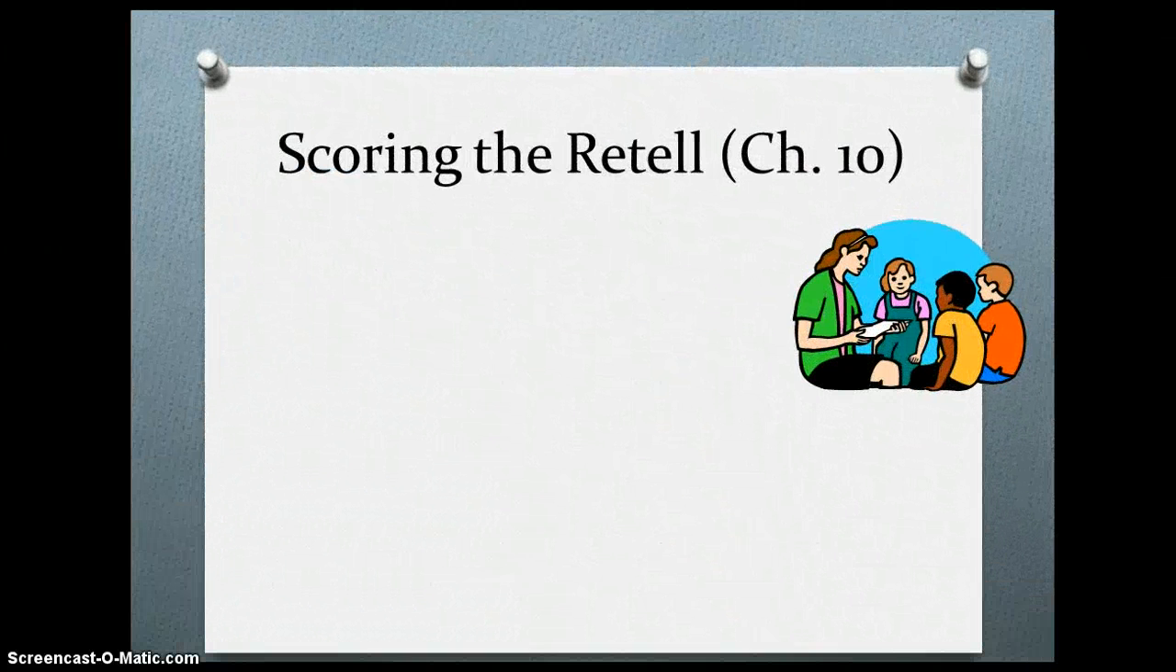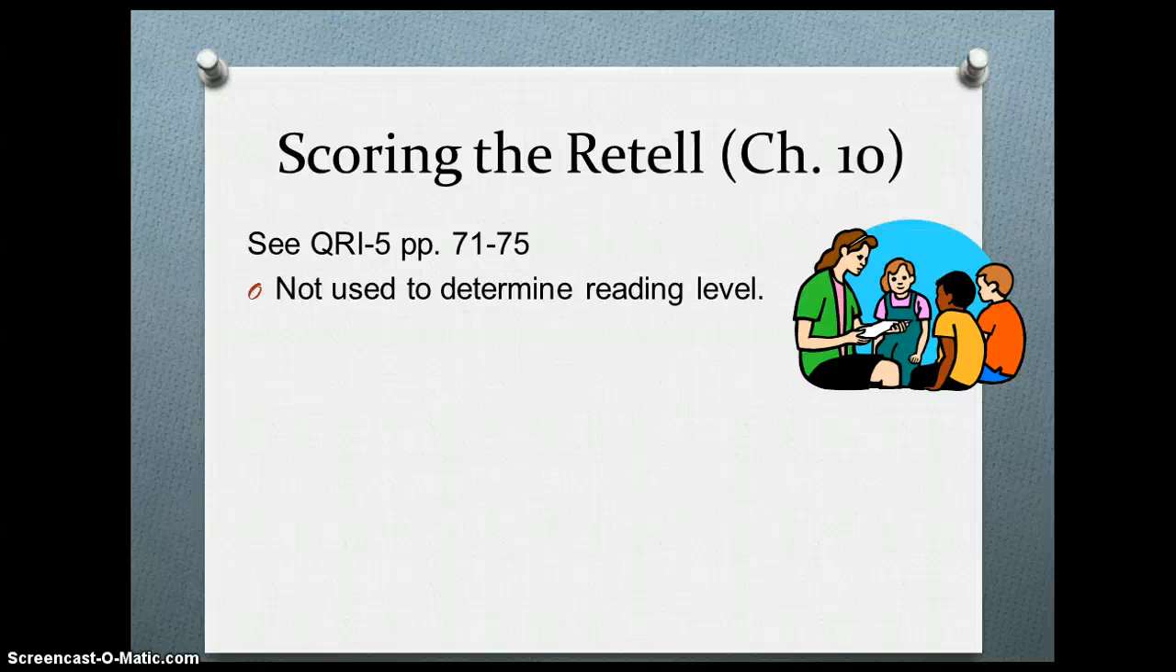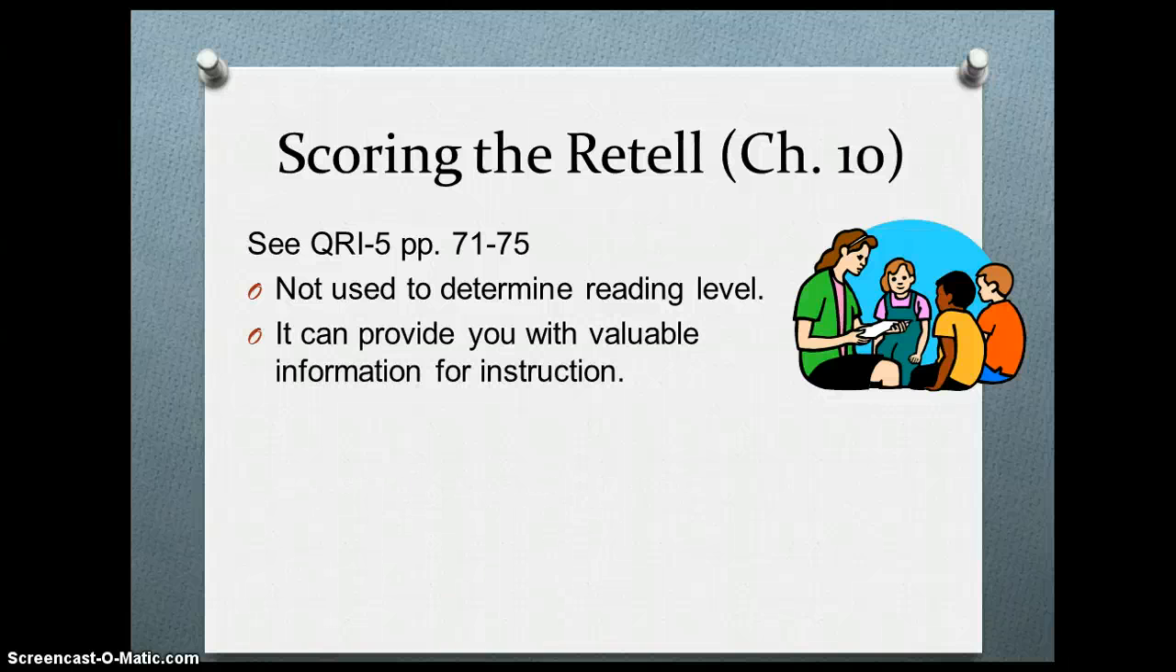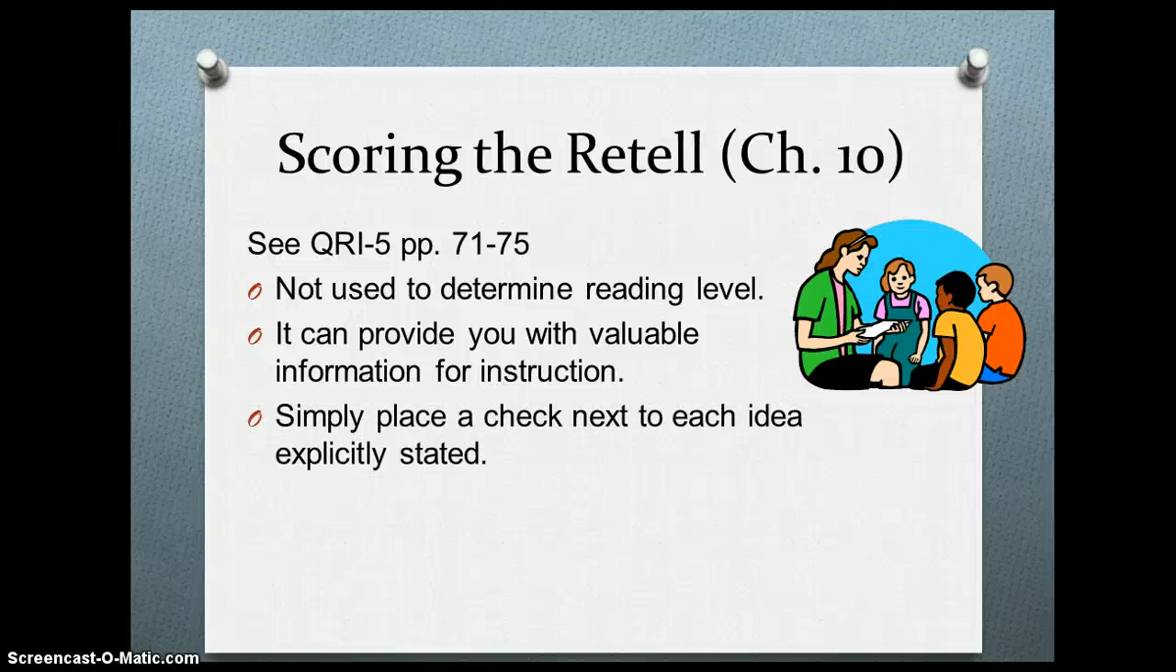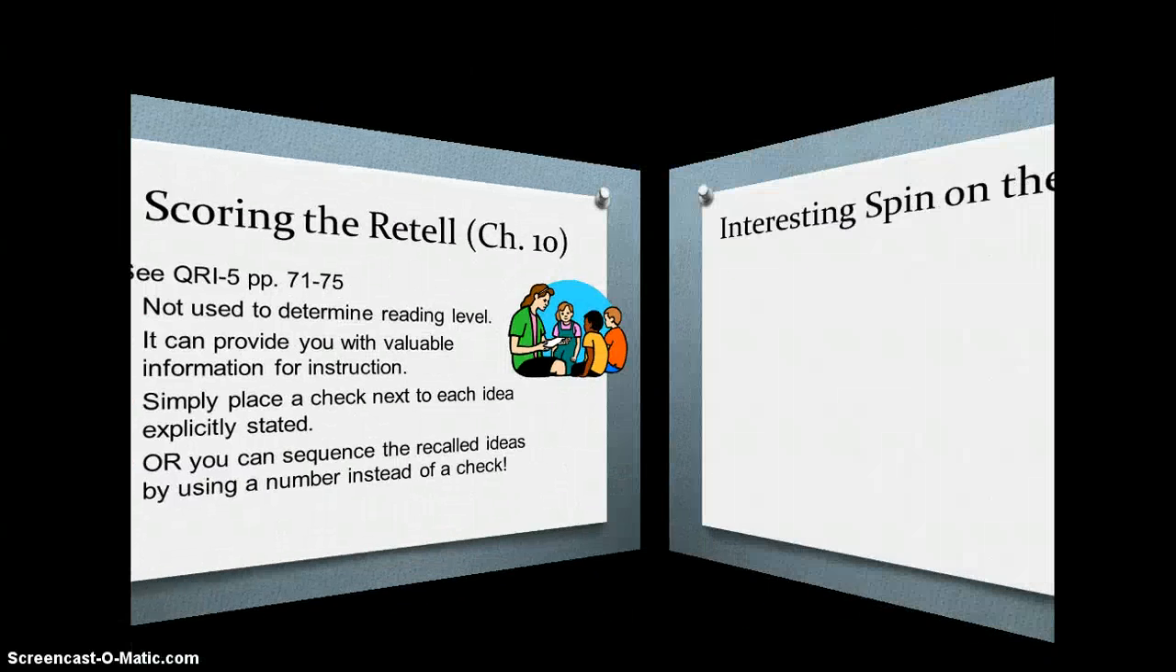All right, let's talk about scoring the retell, which is chapter 10 of your QRI-5, pages 71 through 75. This indicator, the retell, is actually not used to determine the reading level, but it can still give you some very good information. You simply place a check next to each idea that the student explicitly recalls, or if you want to get fancy, you can sequence the recalled ideas by using a number instead of a check. So the first idea they recall gets a 1, second idea they recall gets a 2.